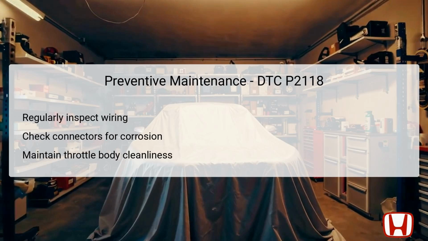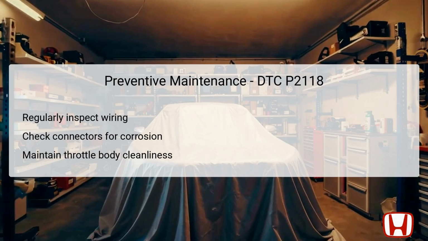Preventive maintenance is vital in ensuring that throttle-related issues, including those causing DTC P2118, do not reemerge. Regular inspections of the wiring harness, especially near the throttle actuator and ECM connectors, can help identify potential problems before they escalate. Checking for corrosion or other damage on connectors is crucial, as poor connections can lead to performance issues.